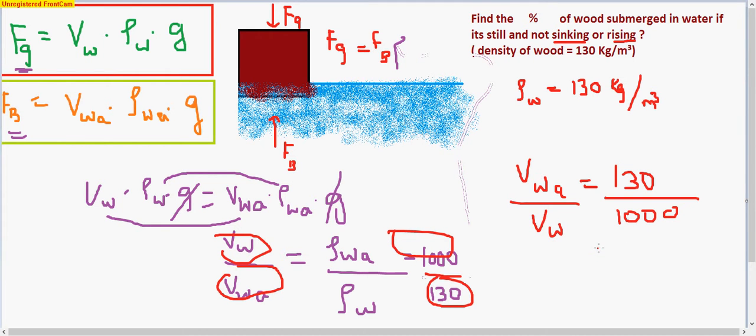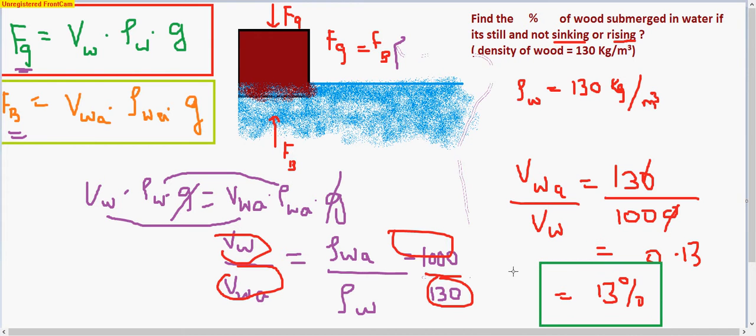Now we get it as how much? 0.13, right? So that's equal to 13%. You get that the wood is actually 13% submerged in water. So we got the answer to this question. I know it's a bit hard to grasp, but that's how you do such problems. Now we have finished that problem.